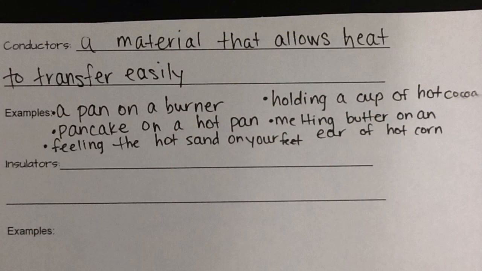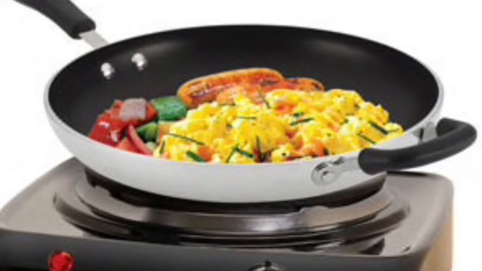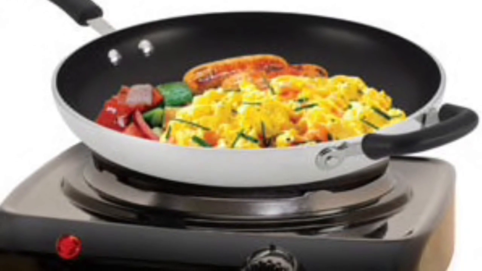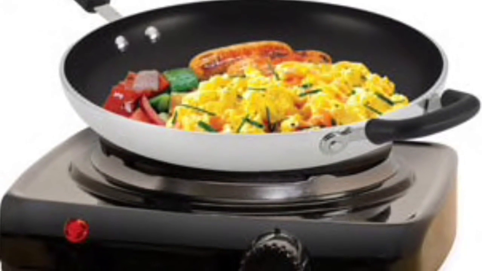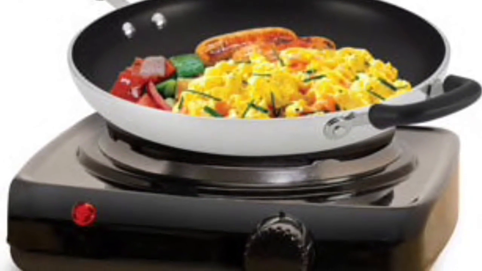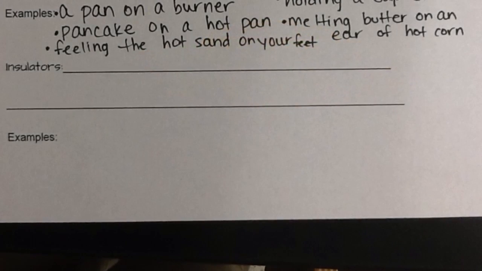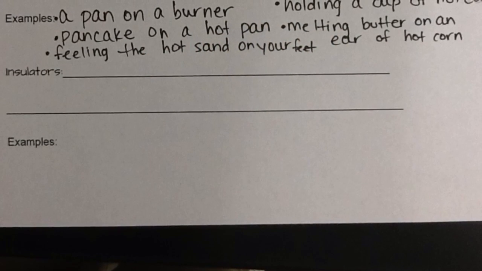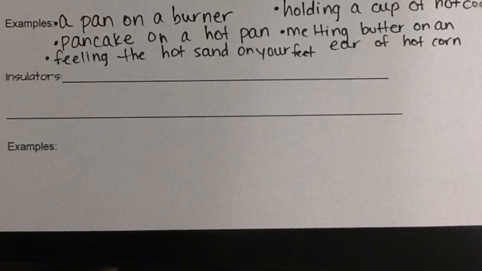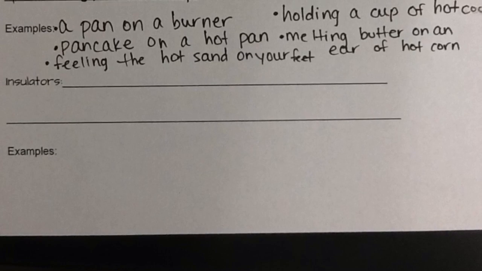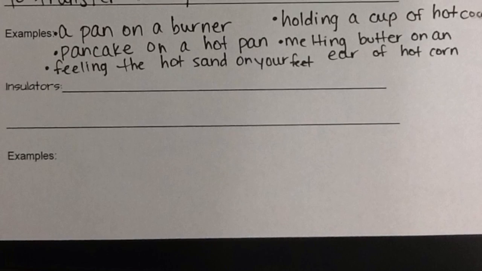A conductor is a material that allows heat to transfer easily. Some examples of conductors are a pan on a burner, and then a pancake or other food cooking in that hot pan, holding a cup of hot cocoa and then your hand starts to feel warm from the heat of the cup, melting butter on an ear of corn, or feeling hot sand under your feet.